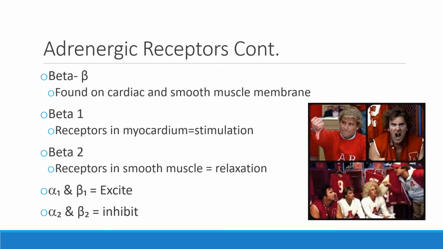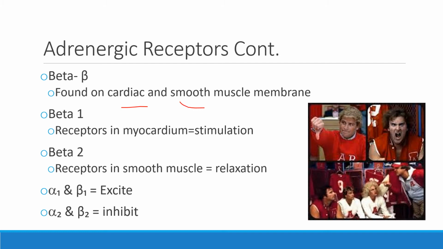All right, more about beta receptors here. We talked about alpha in the last one, and I talked a little bit about beta here. Beta is found on the cardiac and smooth muscle membrane. So this is going to be looking at the cardiac and smooth muscle membrane itself and causing that sympathetic reaction.